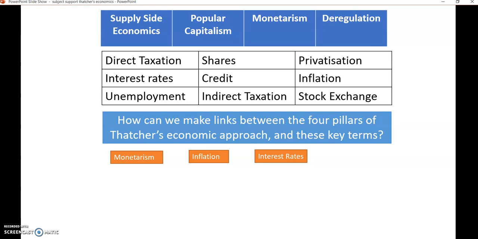And the technique, the tool that they're going to use to control inflation is interest rates, because the idea about monetarism was that they thought the cause of inflation was too much money in circulation. So if we're going to try and reduce the amount of money in circulation, we're going to put up interest rates. So people are going to put the money in the bank. So that should hopefully reduce the amount of money in circulation. But it also means big spending cuts. And that's the other aspect of Thatcher's economic strategy in the early 1980s.